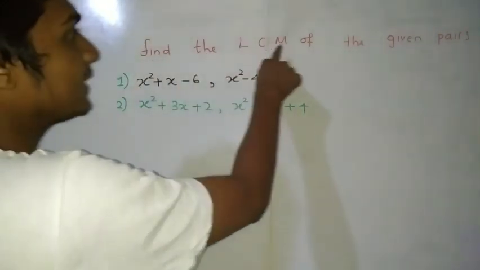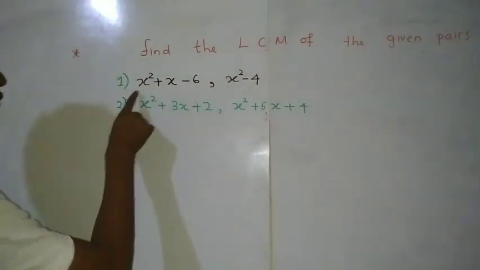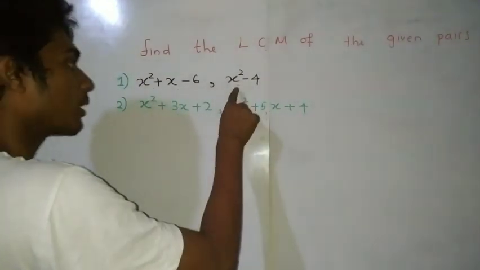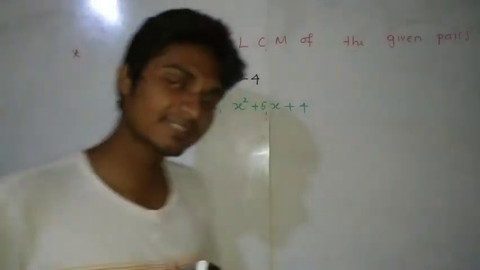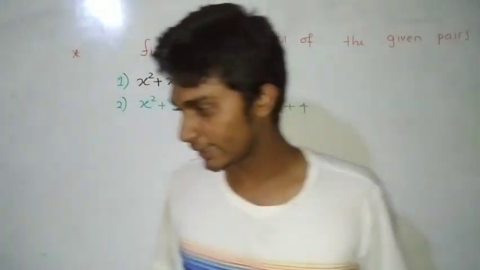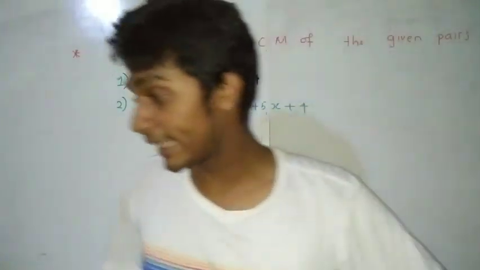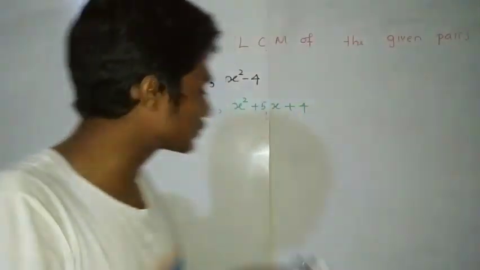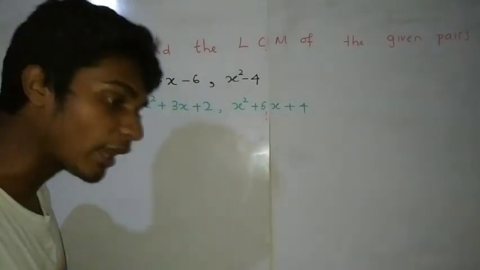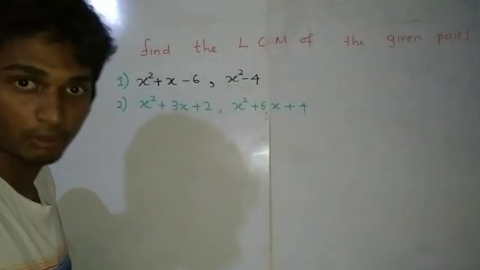So the question is find the LCM of the given pairs, right? The first question is x squared plus x minus 6 comma x squared minus 4. Last time we discussed a problem that was an algebraic fraction directly. Rather than moving directly, it's always necessary for us to understand how to find the LCM first. That is very important, right?